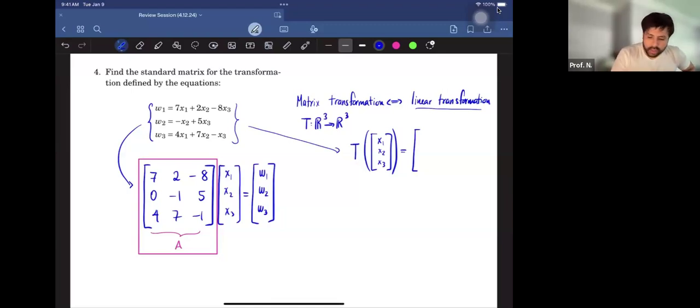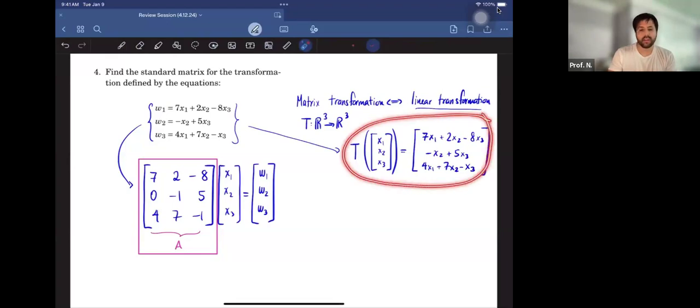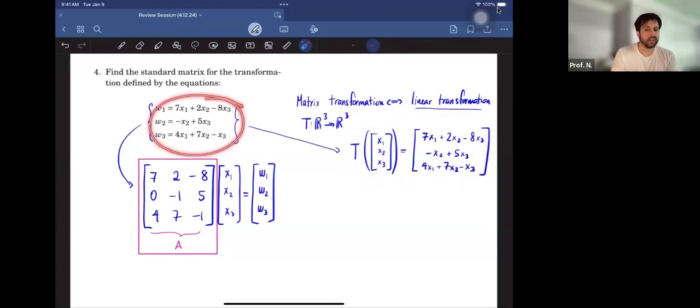If you notice, W1 is the resulting first component of the image of T. So this is the first component, the second component, and the third component. I would write it like this: 7x1 plus 2x2 minus 8x3, then negative x2 plus 5x3, and then 4x1 plus 7x2 minus x3. You see that? Normally you've seen this. But I can also write it as a matrix, as a system of equations. It's the same.